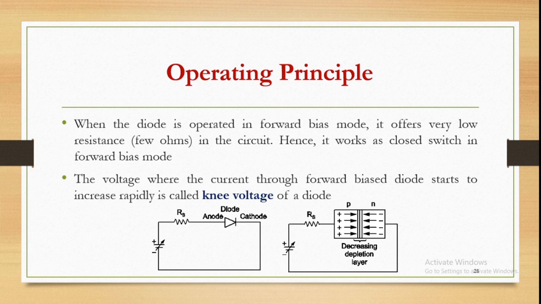When the diode is operated in forward bias, it offers a very low resistance, in terms of a few ohms. Hence, it works as a closed switch in forward bias. The voltage where the current through the forward bias diode starts increasing rapidly is called the knee voltage of a diode. So the barrier potential is also called the knee voltage of a diode: 0.7 volt for silicon and 0.3 volt for germanium.